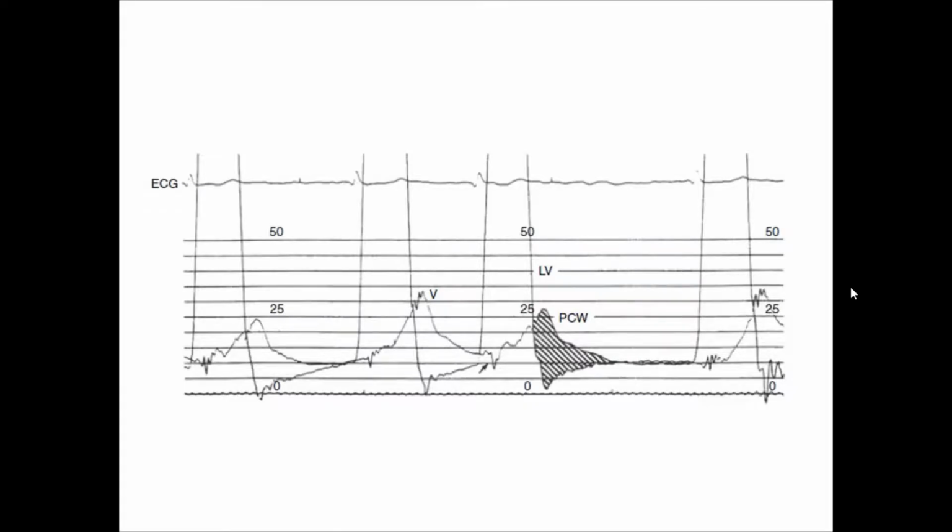Okay, also this is hemodynamic tracing. Hemodynamic tracing of? Here it is written: the LV and pulmonary capillary wedge pressure. Excellent. Okay. We have an ECG which shows atrial fibrillation. It is not regular. Excellent.